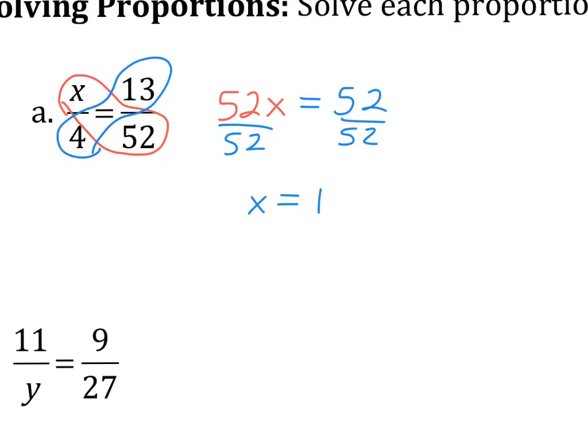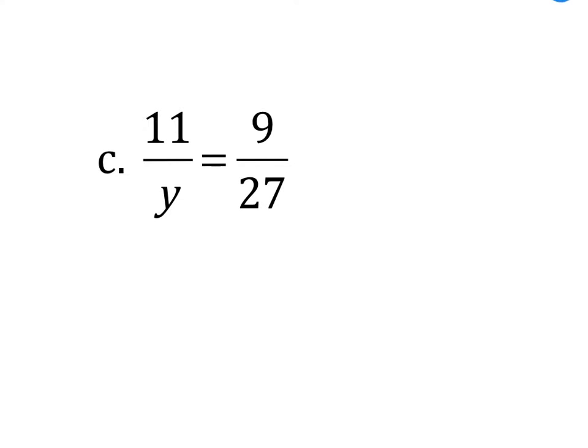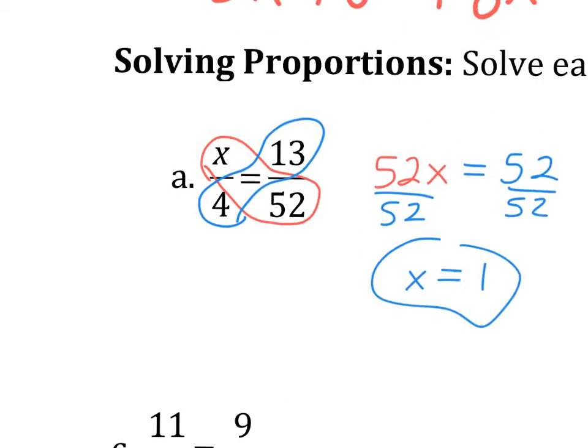1. Of course, we know we're right because when I plug in a 1 here, I get 1/4, and when I simplify this side, I get 1/4. So we know that it works. But that's not the only way to have done it. Look at C. Do you have to cross multiply on this one? No. Not really. In fact, I didn't have to cross multiply on this one either.